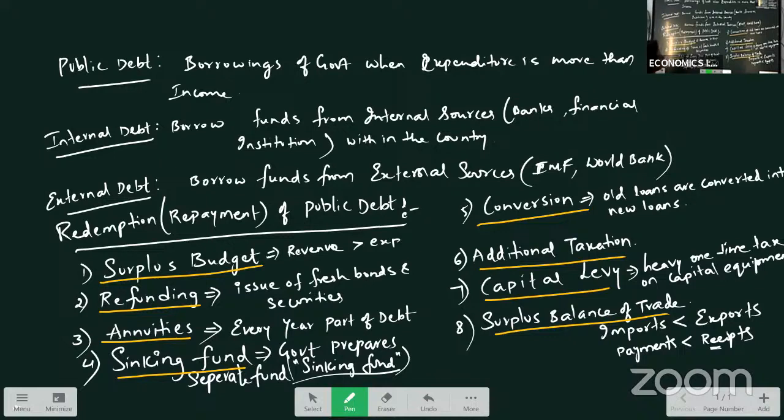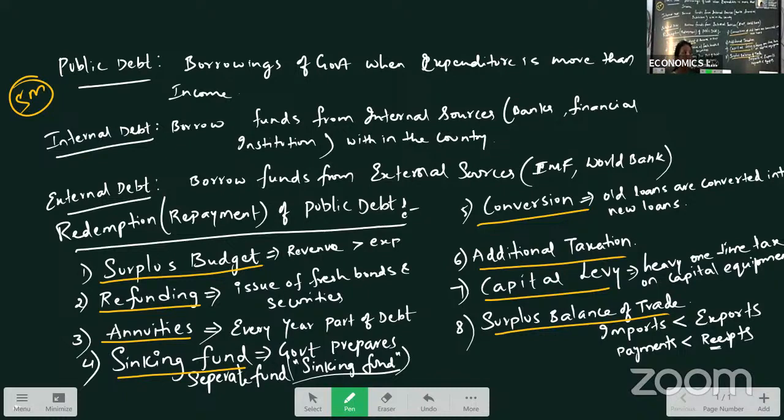So this is again one more important question for your 5 marks. Public revenue, public expenditure, and public debt. So from this chapter, you prepare these 3 questions: public revenue, public expenditure, and public debt.